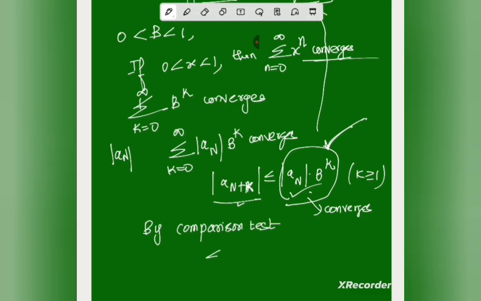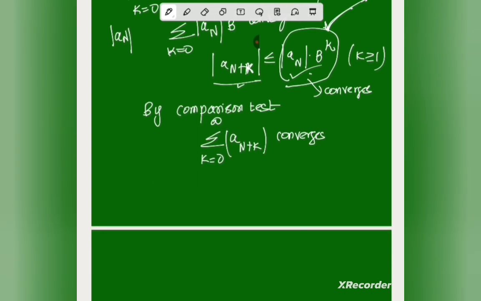I can say that summation k equal to 0 to infinity modulus of a_{n+k} converges, right? So I can say that modulus of a_{n+k} converges. So this is modulus of a_n plus modulus of a_{n+1} plus modulus of a_{n+2} plus etc. So this is a convergent series, right?